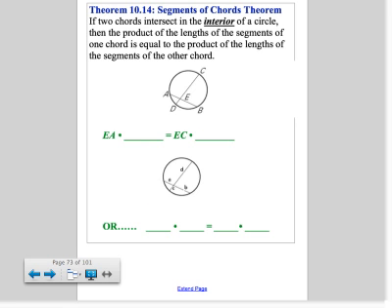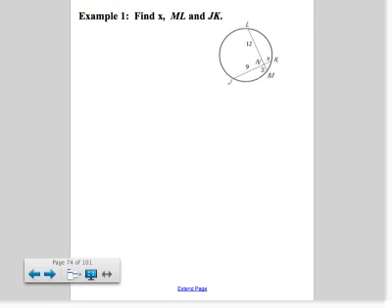The first theorem simply states that if two chords intersect in the interior of a circle, then the product of the lengths of the segments of one chord is equal to the product of the lengths of the segments of the other chord. So what in the world does that mean? Well, if I look at this diagram, EA times EB has to be equal to EC times ED. More simply put, if you look in the diagram down here where I have my segments labeled A, B, C, and D, if I take A times B, that product has to be the same as C times D. No matter how long or short each chord is individually, those products will always be the same.